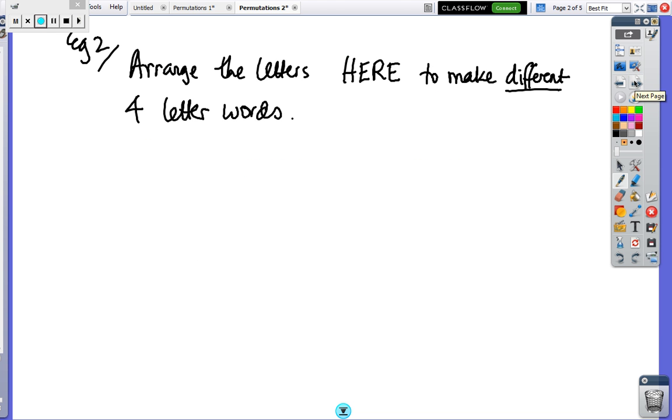Okay, so let's have a look at the letters here, H-E-R-E. Now, if the letters were different, there would be 24 combinations. But inside those 24, these 2 letters E would look exactly the same as if they were swapped over. So some of the 24 will not be different, because the E's, when they swap positions, will look exactly the same because they're the same letter.